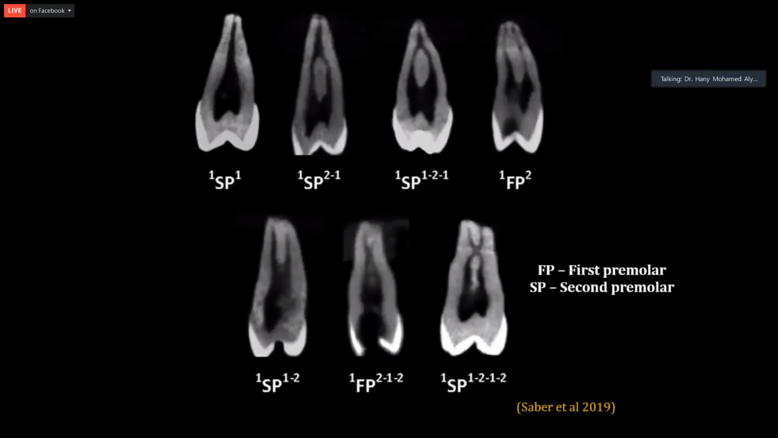So this is just an example of root canal morphology in an Egyptian population in single-rooted maxillary premolars. As you can see here, there are different anatomical variations in the maxillary premolar in the Egyptian population.